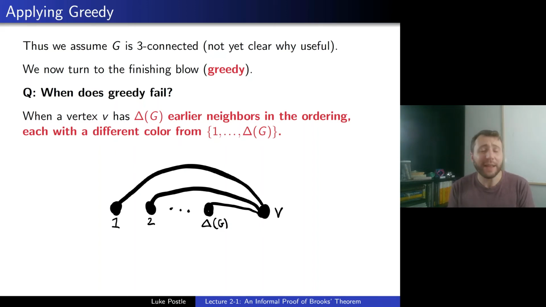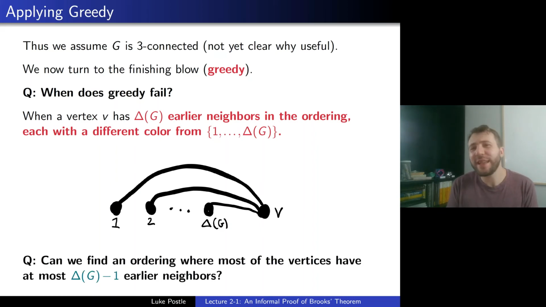So here's an example, a picture, V, and it has earlier neighbors, if you're doing left to right in the ordering, colored 1, 2, up to delta of G. And again, those don't have to be colored in that order. It could be delta G first, then 1, then 2, etc. But it sees all the different colors, so when it goes by greedy to get its own color, it has none left for itself. That is the only case where a greedy algorithm would fail at such a vertex.